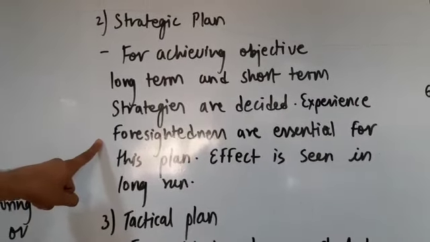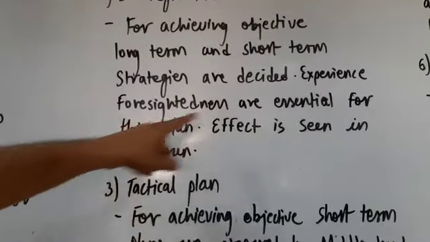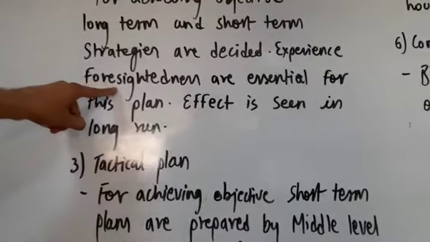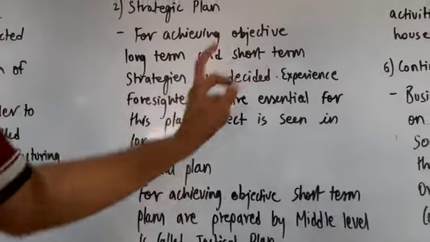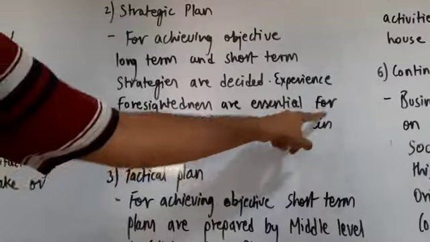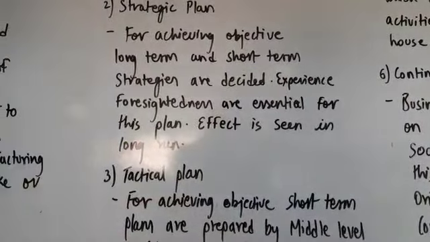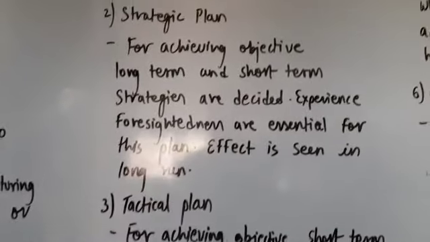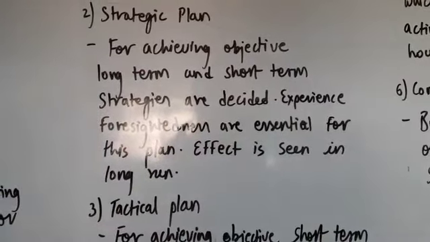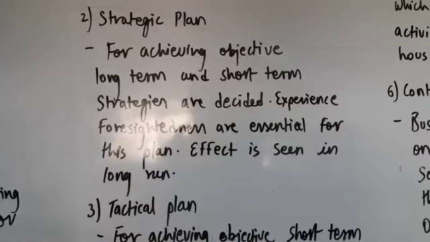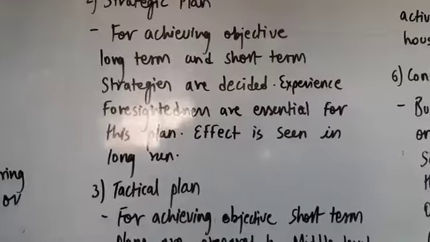As we have seen, the plans are prepared by the experts. These experts must have experience and far-sightedness. That's why they are called experts. Experience and far-sightedness are essential for this plan. Effect is seen in the long run. Strategic plan's effect is generally seen in the long run. You cannot see the result within a day, but you see the result after certain months or years.